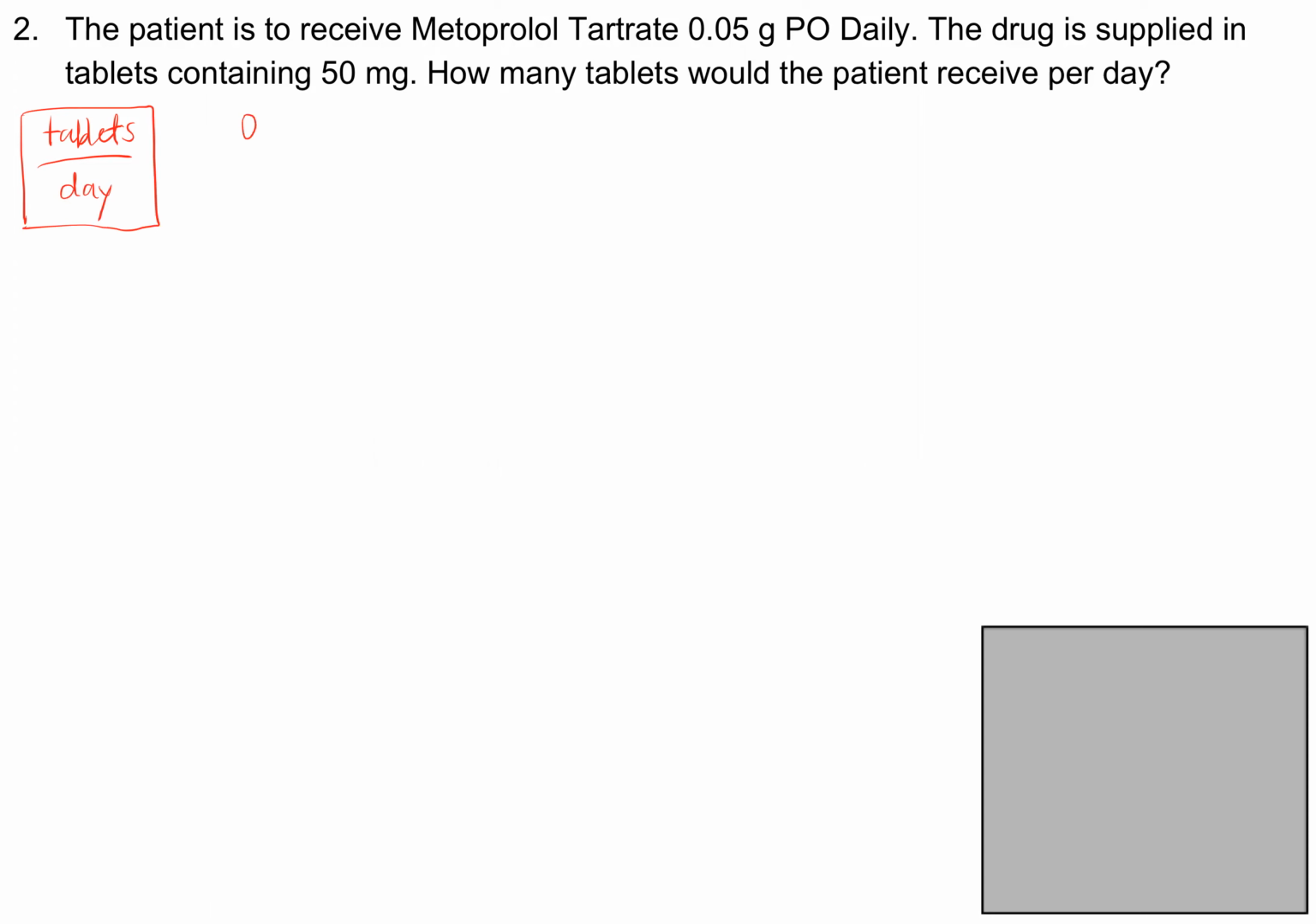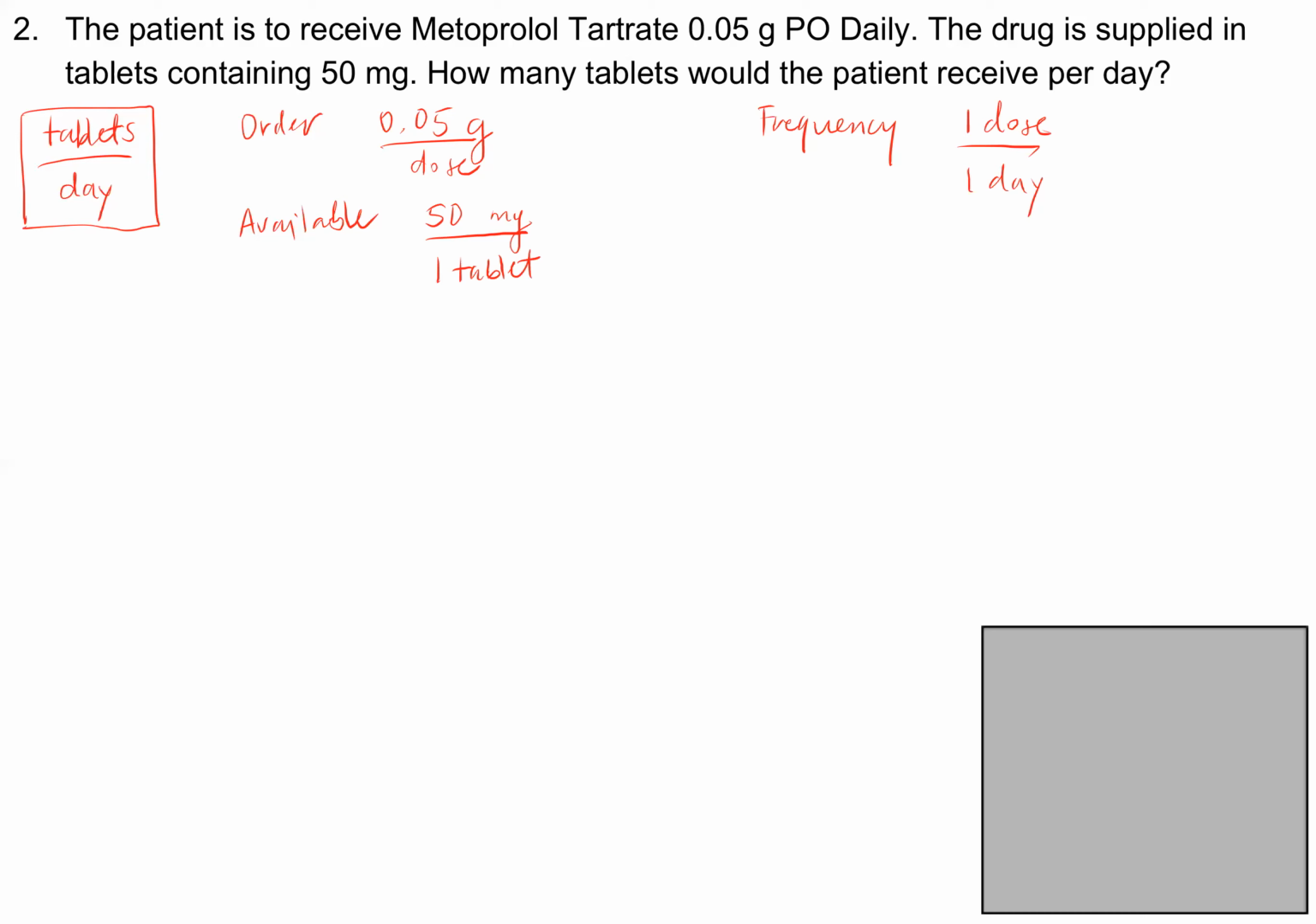Always write down these three things: the order, the availability, and the frequency. The order is 0.05 grams per dose. The frequency is 1 dose per 1 day. The tablet is available as 50 milligrams per 1 tablet.